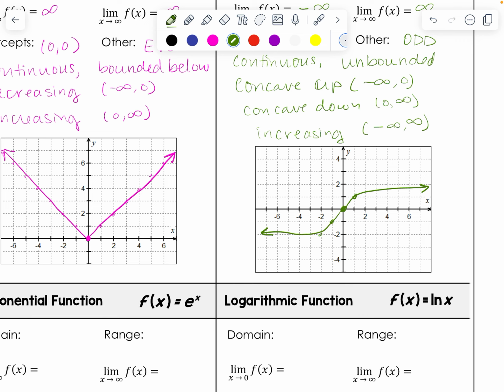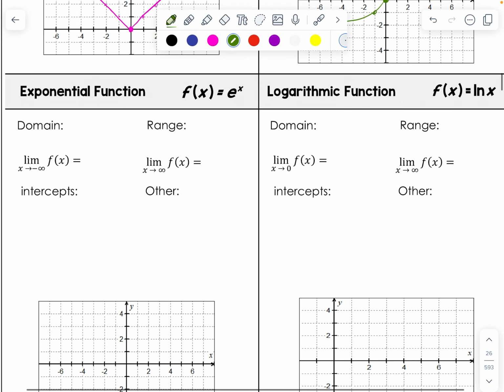Okay, that bottom doesn't look very good. Let's try again. There we go. All right, let's look at our exponential function.